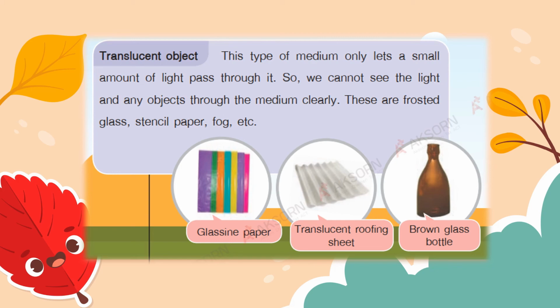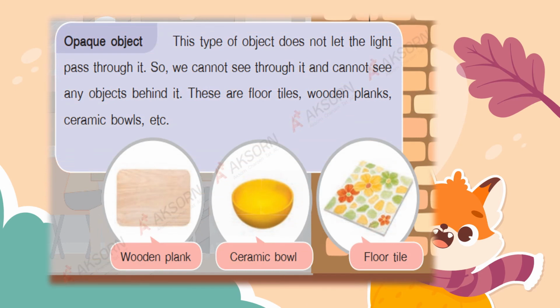So what is the third? Okay, opaque. This type of object does not let the light pass through it, so we cannot see through it and cannot see any object behind it. There are floor tiles, wooden plank, ceramic bowls. Okay, so the examples of opaque are wooden plank, ceramic bowl, floor tiles.